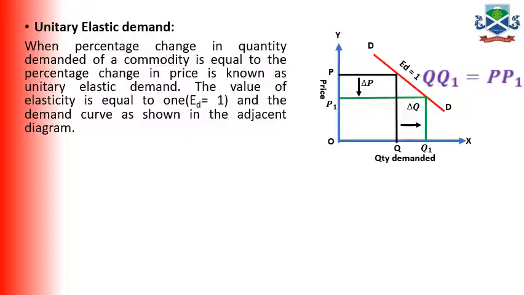So the first one we have is perfectly elastic demand, where ED is infinity; perfectly inelastic demand, where ED value is equal to 0; elastic demand, when ED value is greater than 1; inelastic demand, where ED is less than 1; and finally we have unitary elastic demand, where ED is equal to 1. So these are the different degrees of price elasticity of demand.